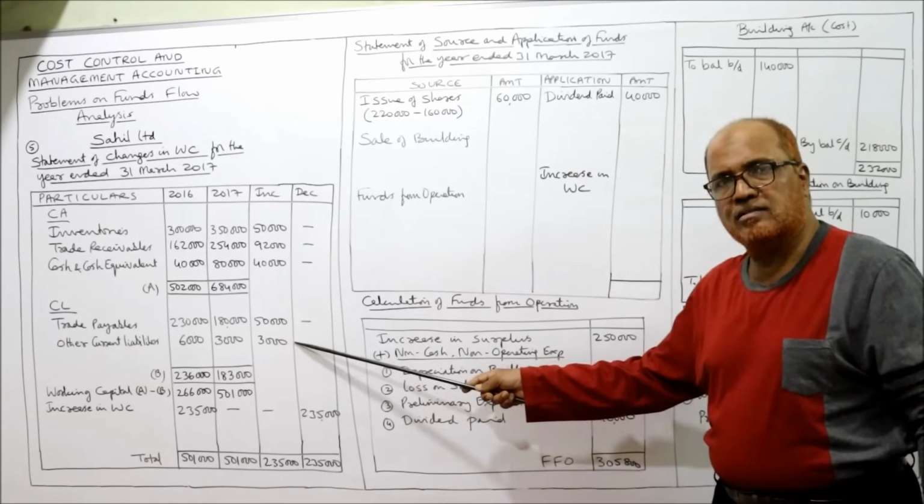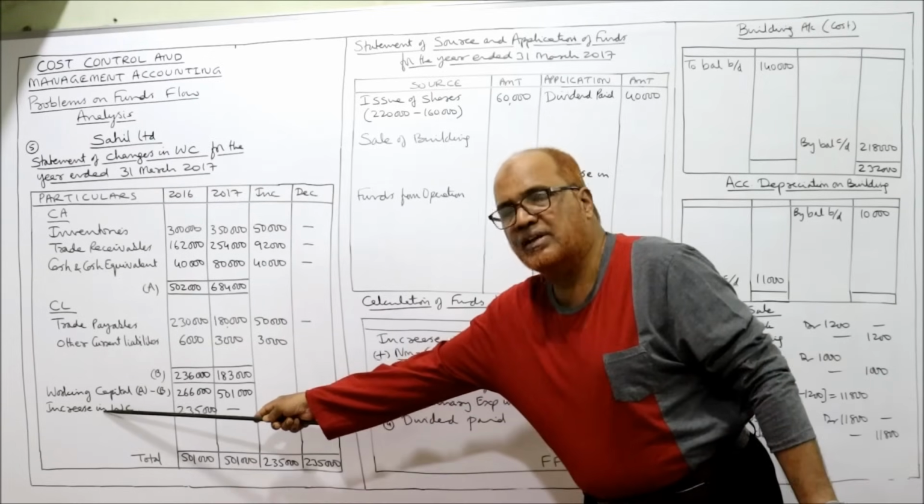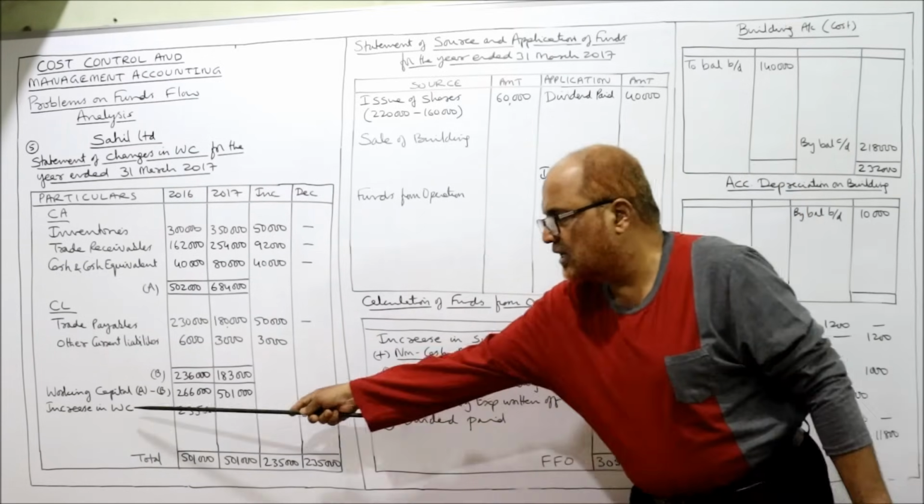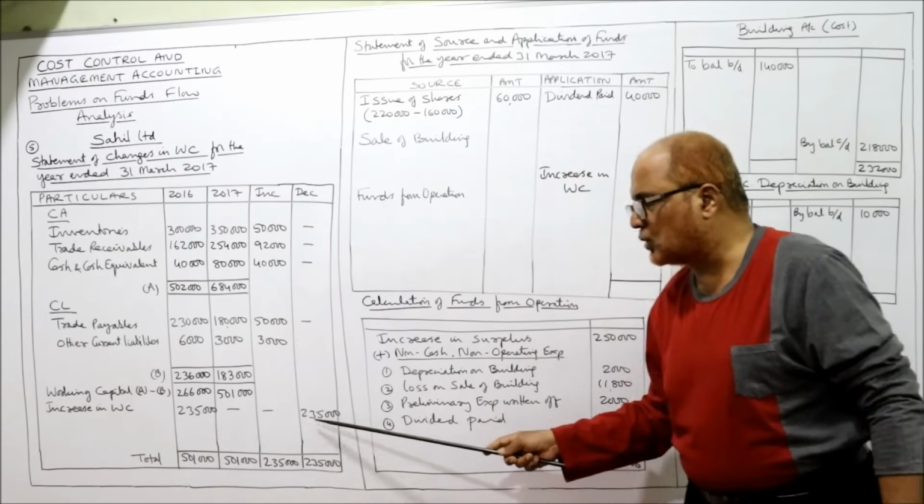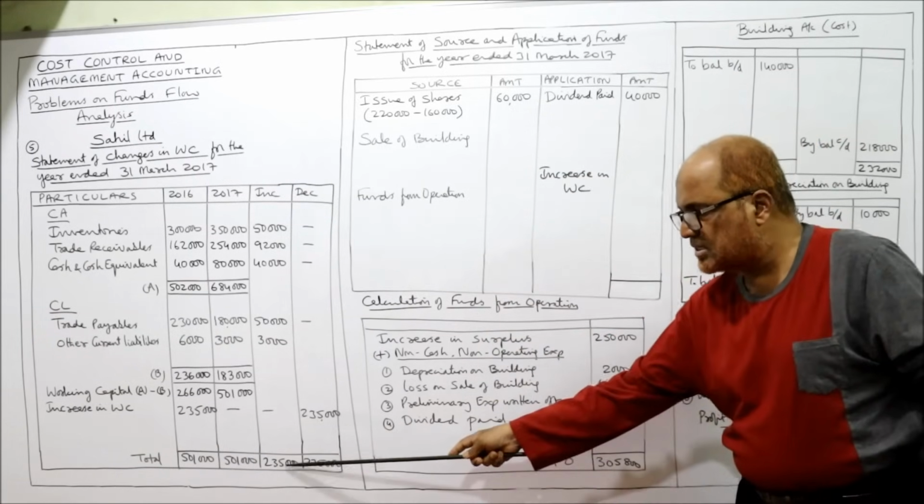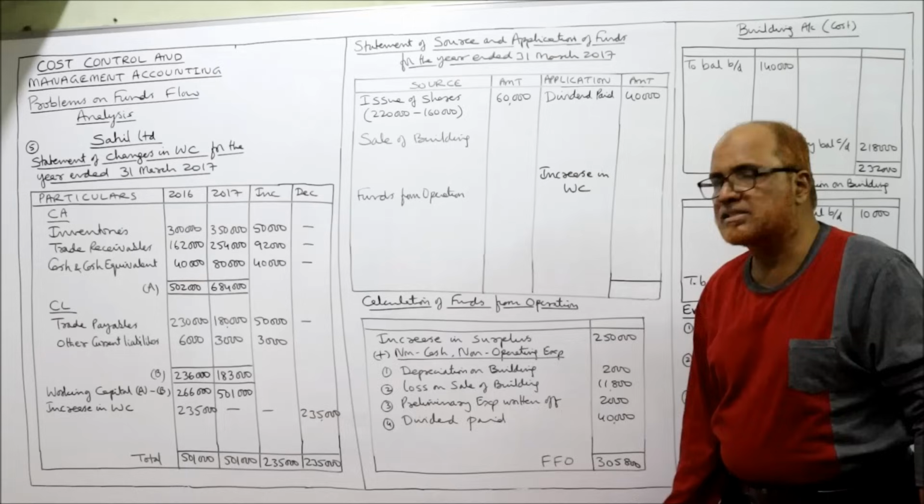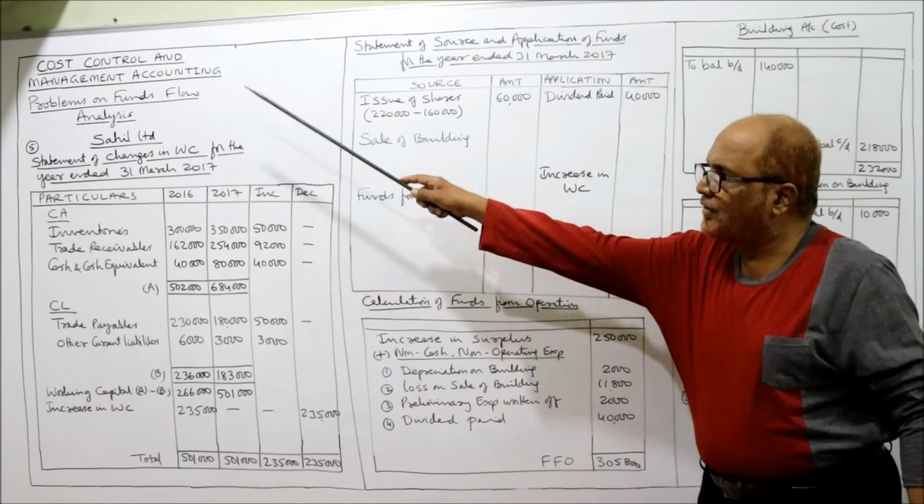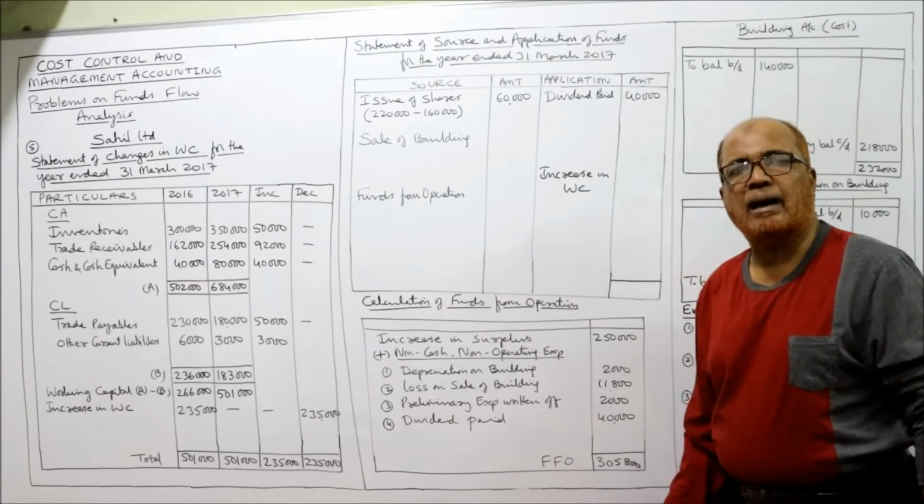After taking all these things, now last line, if it is increased, take the amount in decrease column. So there is increase in working capital 2,35,000, take 2,35,000 in decrease column. Now automatically the total of increase and decrease is same, 2,35,000. That means our calculation of 2,35,000 is correct. So we have easily prepared the working capital.